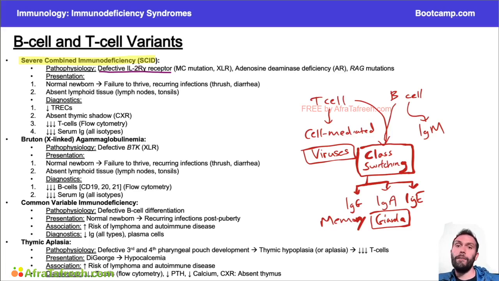If those receptors are defective, I'm going to have a tough time mounting a strong immune response and generating the necessary T and potentially B cells. And this is the most common mutation that you'll see in SCID, and the classic inheritance pattern here is X-linked recessive. Now, you have to juxtapose that to adenosine deaminase deficiency, which is autosomal recessive.